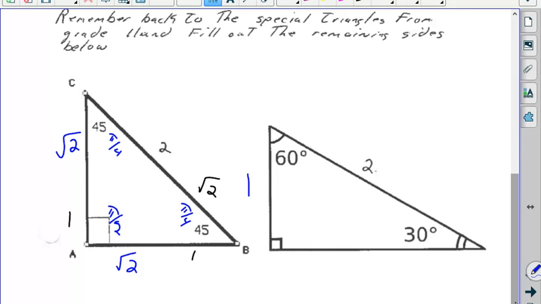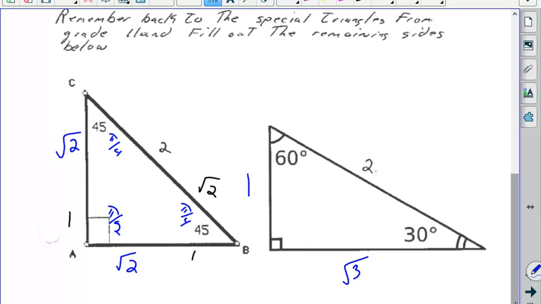If your hypotenuse is 2 units long, the shortest side is 1 unit long. How long is the longest side? The side opposite the 60 degrees. Sorry, the longest leg. Square root 3. Square root 3 squared is 3, plus 1 squared, 1, so we have 4, which is equal to 2 squared. So it does follow Pythagorean theorem.